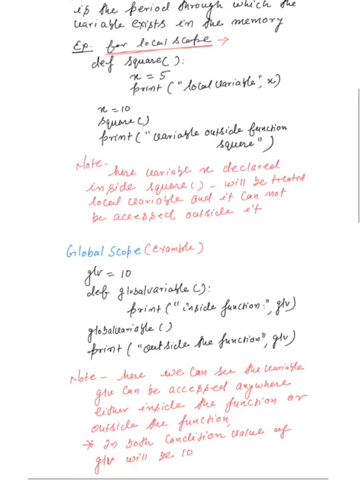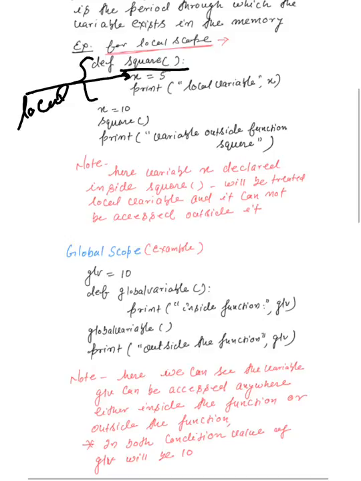Here is the example for the local scope. I am defining one function here, the function name is square, and in that particular function I am declaring one variable, x. So this x, which I am declaring inside the function square, will be treated as a local variable.